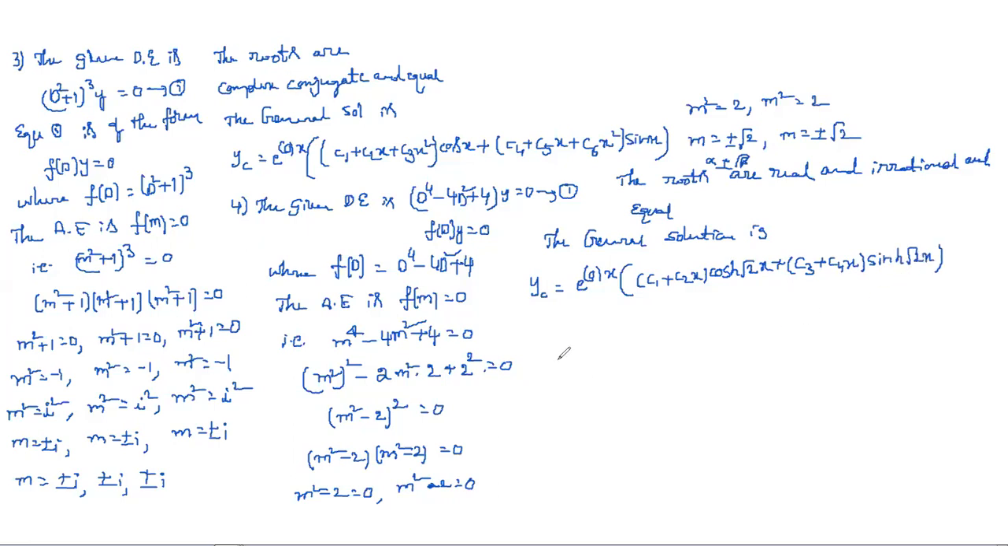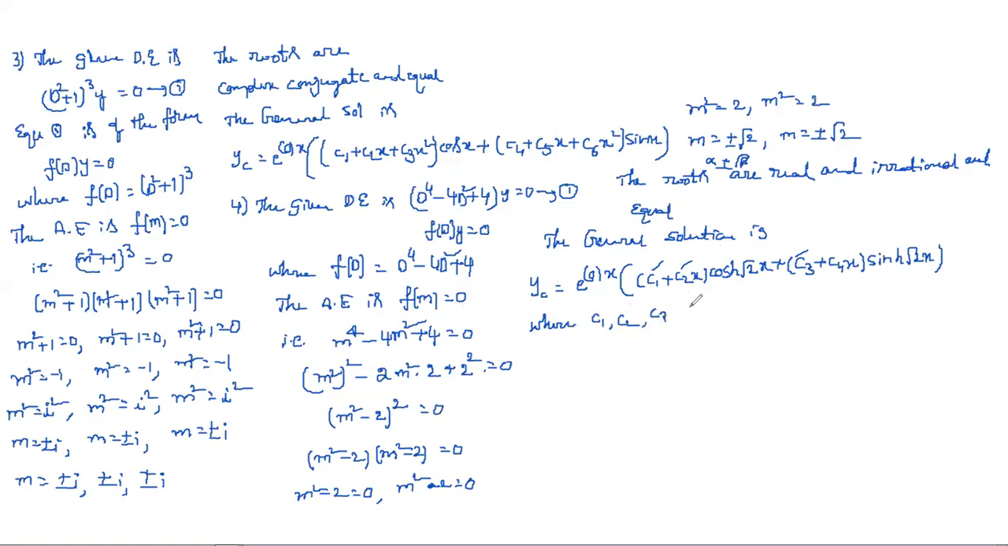Sinh root 2x. See clearly, you can easily identify whether you wrote it wrong or right. How can you say that? Here it is. What is the order of the differential equation? 4, right? So how many arbitrary constants have to be there? 4 arbitrary constants. Did you get 4 arbitrary constants or not? C1, C2, C3, and C4. Like this, you need to identify whether you got the right solution or not.